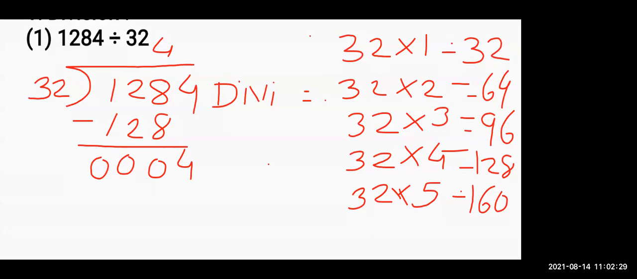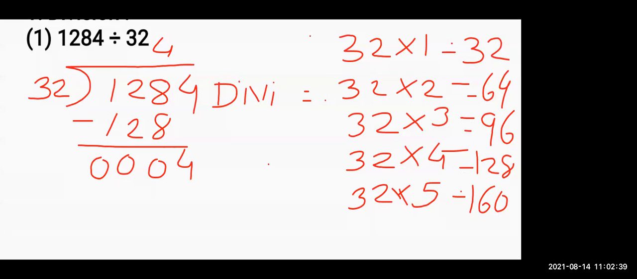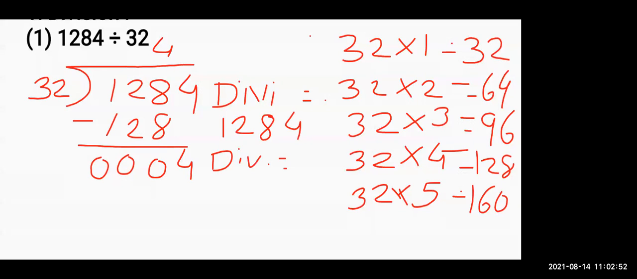Okay. Now next, roll number 63 of fifth D, is Aditya's answer right? No, teacher. Okay, so you rectify it. You tell me which is right. Speak. Dividend will be 1284 and divisor will be 32. And quotient will be 4. Wait a minute. Yes, Aditya, this 32 is our divisor, 1284 is our dividend. Clear?